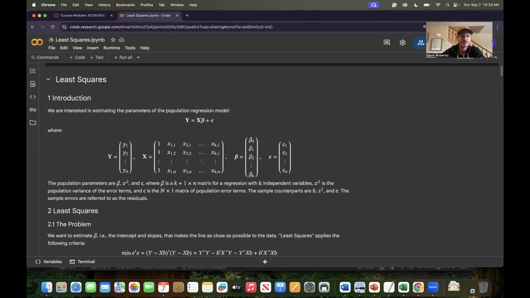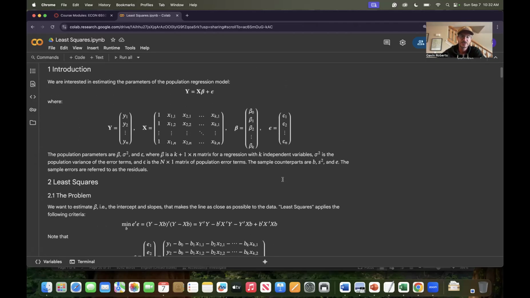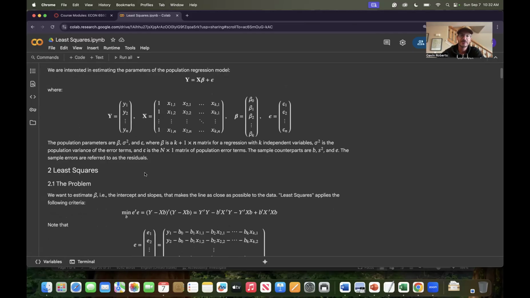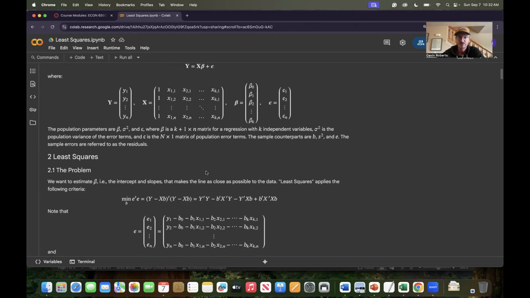So the population parameters of this model that we're interested in estimating often are the beta coefficients, which we discussed quite a bit last time. Sigma squared, which is the variance of the error terms, and then we can get a bunch of other stuff from the variance of the error terms. And the error terms themselves are population parameters to be estimated.